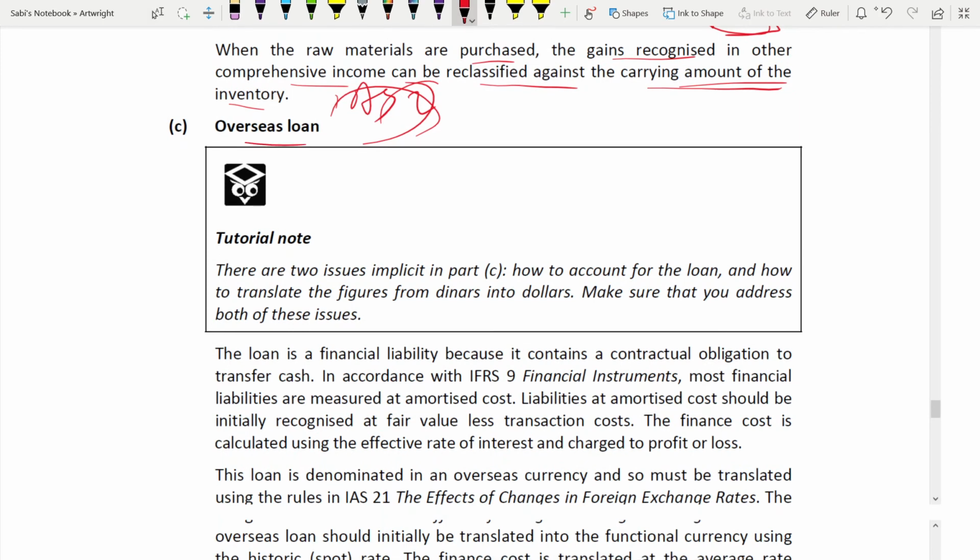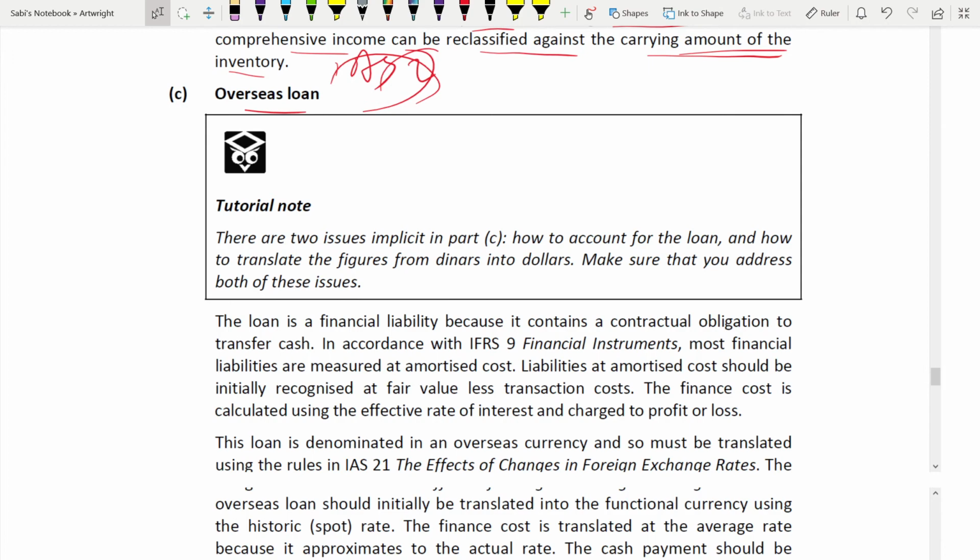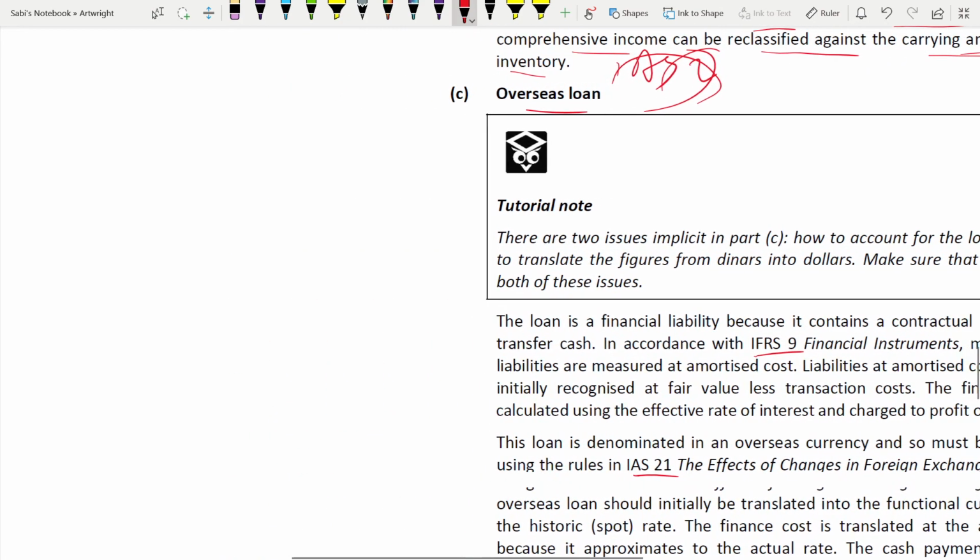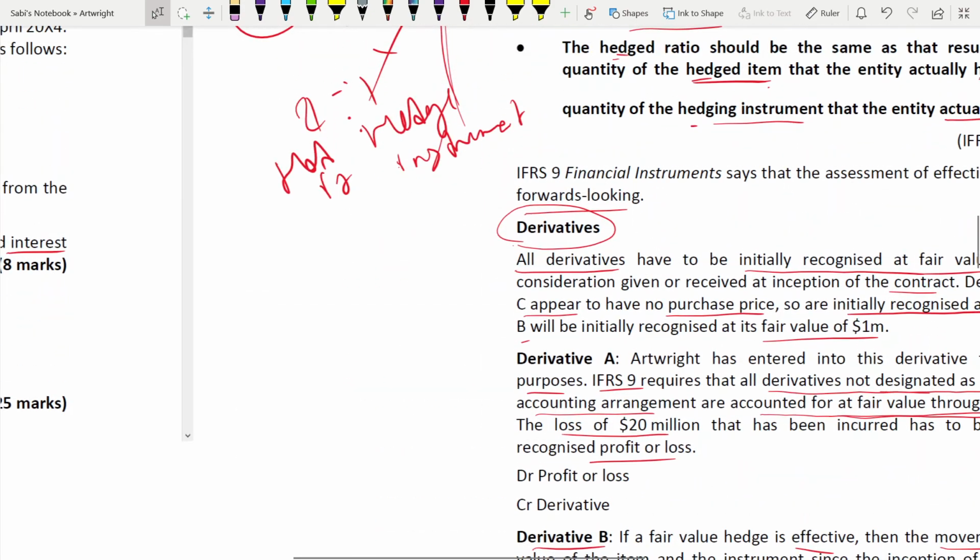This should be something easy actually, in fact. Which standard? IAS 21. And I can see IFRS 9 is also applied, but not so much. Maybe it's something to do with financial liability or something. That's why IFRS 9 comes.